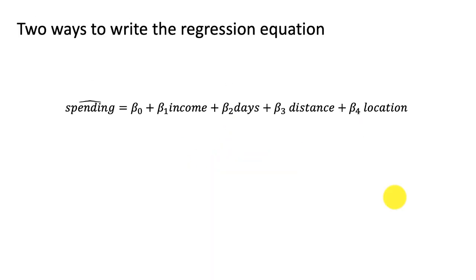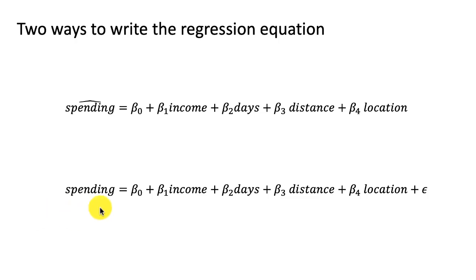We can write the regression equation in two ways. The first way is what we just saw, where we say spending hat is beta 0 plus beta 1 times income, etc., etc. Or we could write it in a slightly different way. You can write it as spending equals all of these terms plus an error term, or what is called a residual term. Because in this equation, we don't know the actual value of spending, so we are saying this is the estimated value. So naturally, the question arises, well, what is the difference between the actual value and the estimated value?